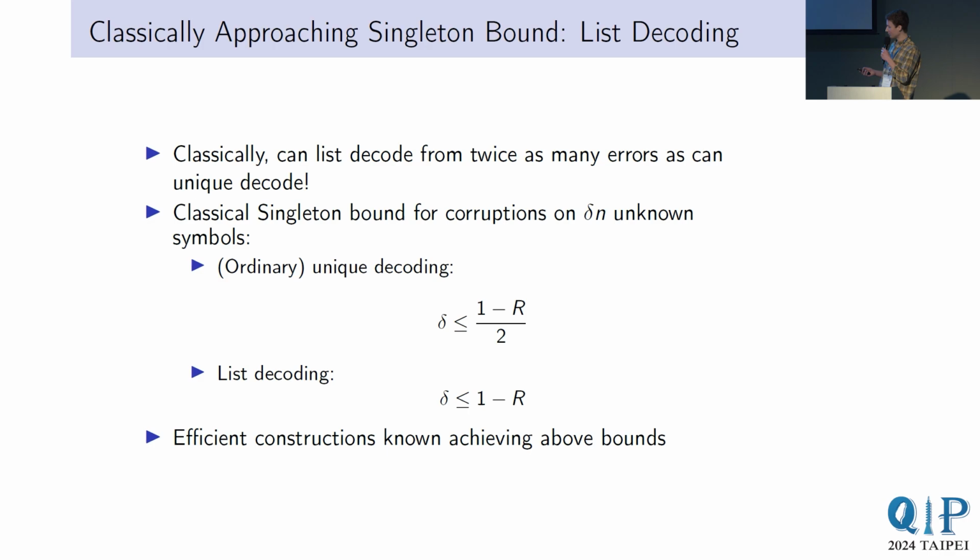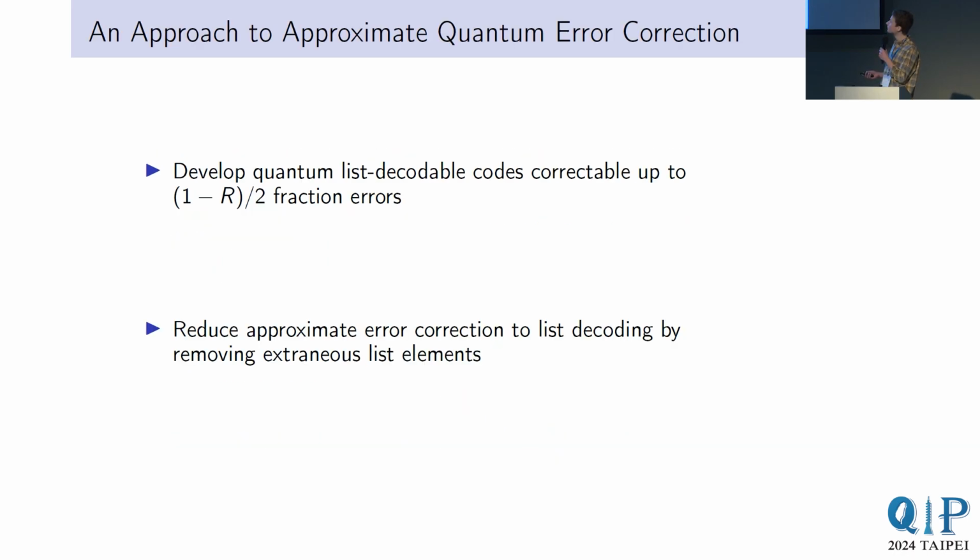And furthermore, as I mentioned, list decoding has been very well studied classically, and there are efficient, explicit constructions known achieving basically all of these bounds. So this idea of list decoding actually suggests an approach to constructing approximate quantum codes.